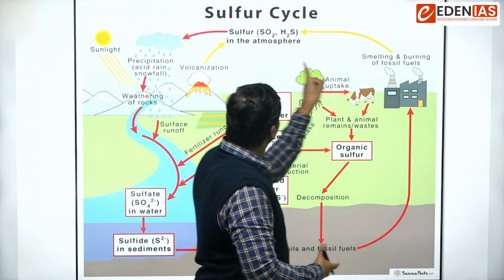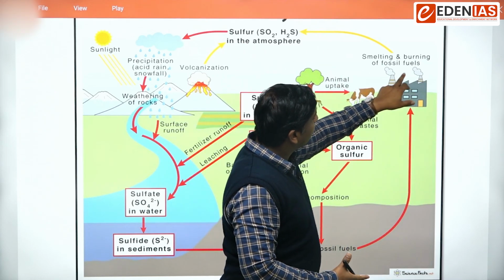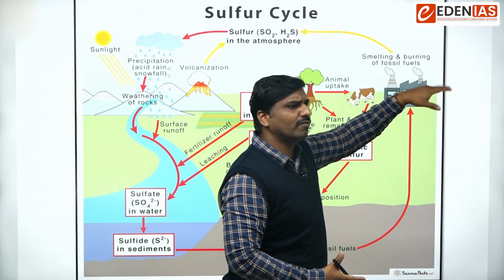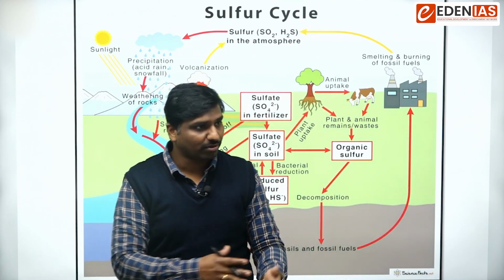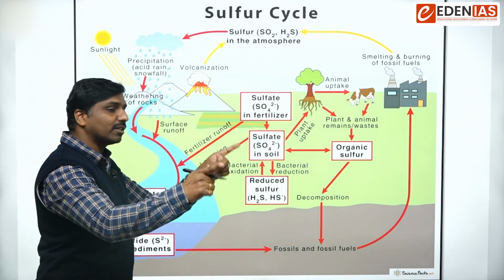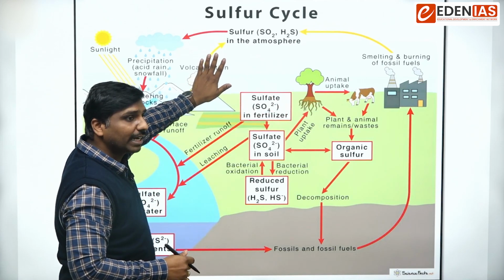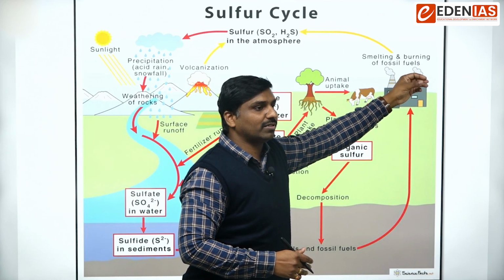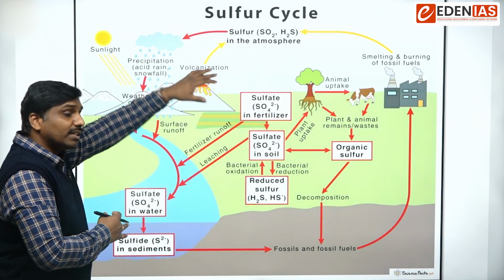Remember, one process is volcanic eruption, and other processes are industrial, like smelting and burning of fossil fuels. Fossil fuels means petroleum and coal, or industrial processes, all of those things. So the two major sources of emission of sulfur are volcanic eruptions, a natural process, and burning of fossil fuels, an artificial process. So these are two.